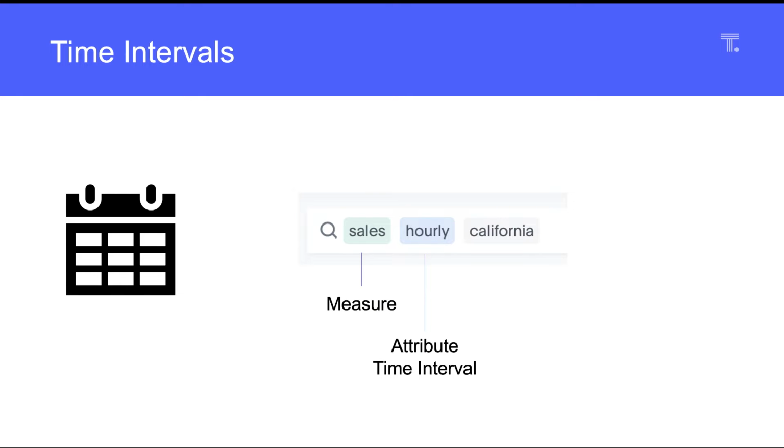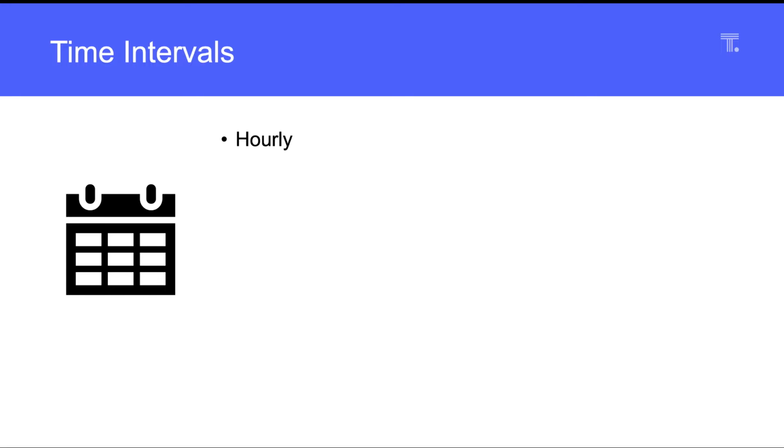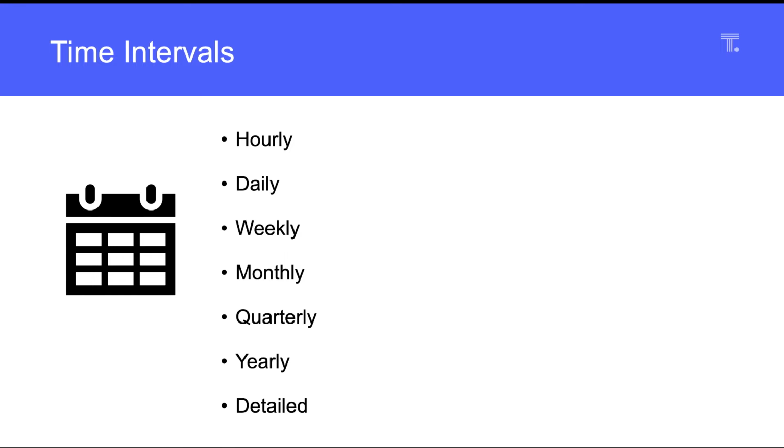Time intervals in ThoughtSpot are basic terms that are really attribute values, so they appear as blue in the search bar, as opposed to the gray that identifies filters. They include the terms of hourly, daily, weekly, monthly, quarterly, and yearly. There is also a detailed term, which is used to show your data at the lowest level of time granularity that the data was captured in.